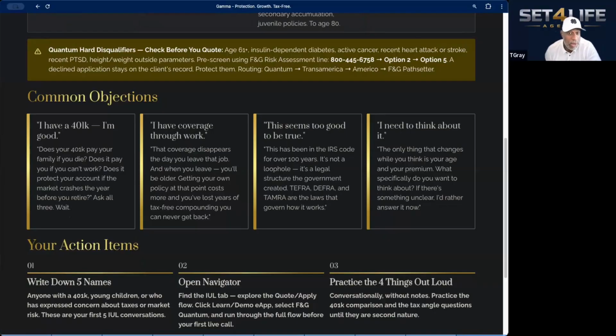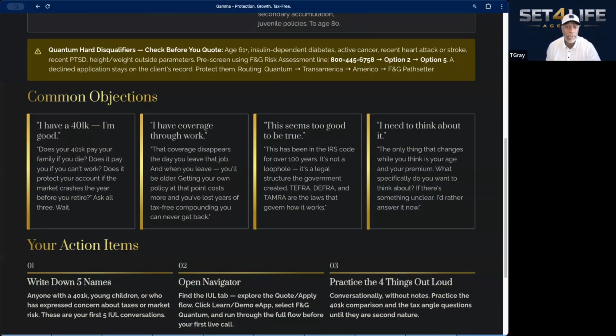Does it pay you if you can't work? Does it protect your account if the market crashes the year before you retire? And you ask those three questions and you wait for the answers. And that's how you're going to help this person sell themselves on an IUL.